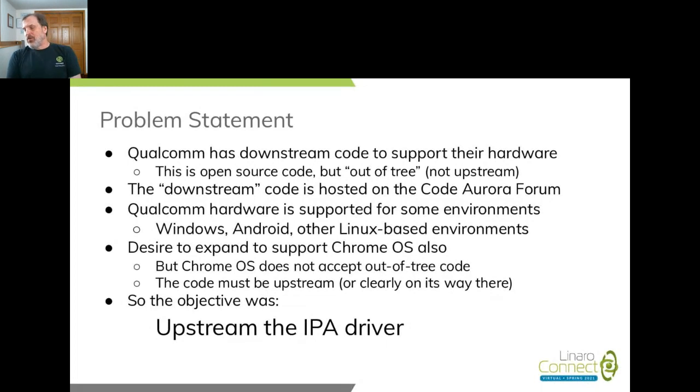So the problem: Qualcomm, as I mentioned, has their own code that supports their hardware, including IPA. It's open source code. They call it downstream. It's used internally, but it's really public, and it's available on the Code Aurora Forum website. They use this software to support Android and other Linux-based environments. Windows, I think, is also supported. But they wanted to also support Chrome OS. And Chrome OS is not the same as Android or others, in that Chrome OS requires their software to be upstream. For hardware drivers, it needs to be in the upstream Linux kernel.